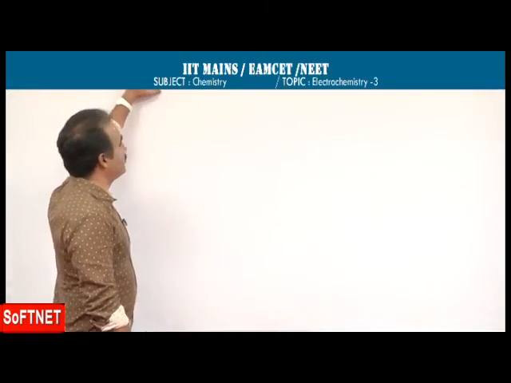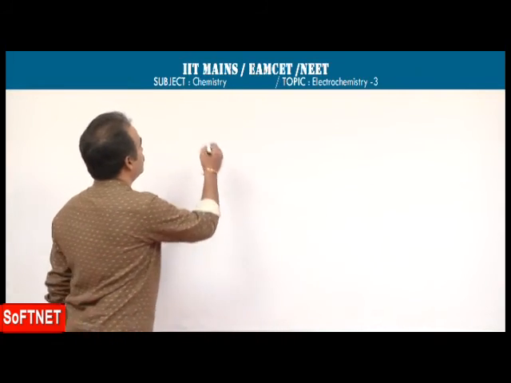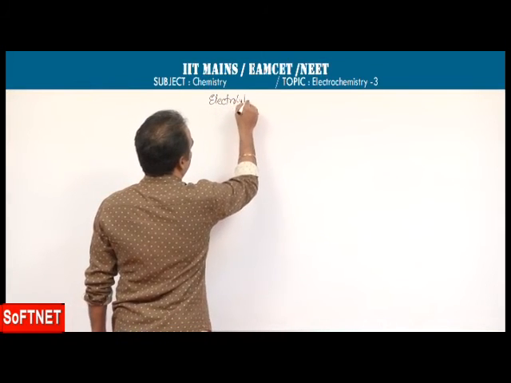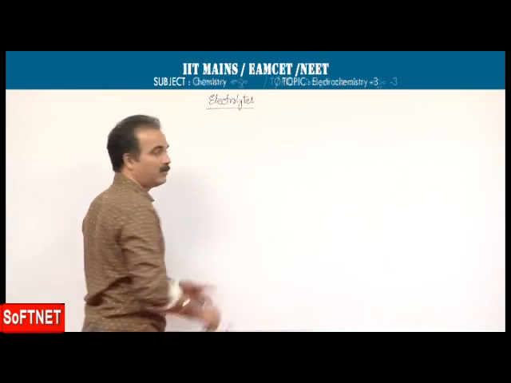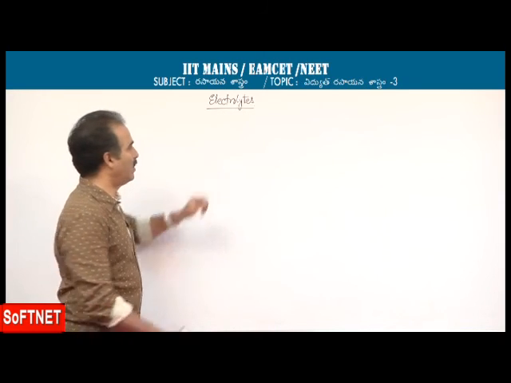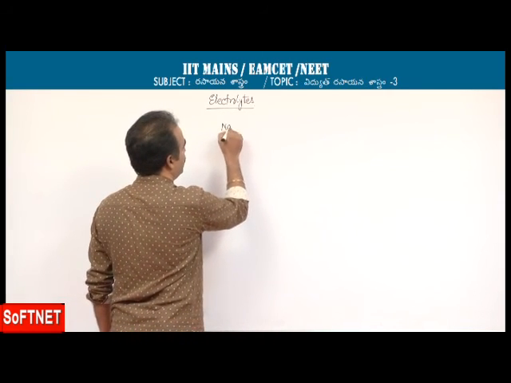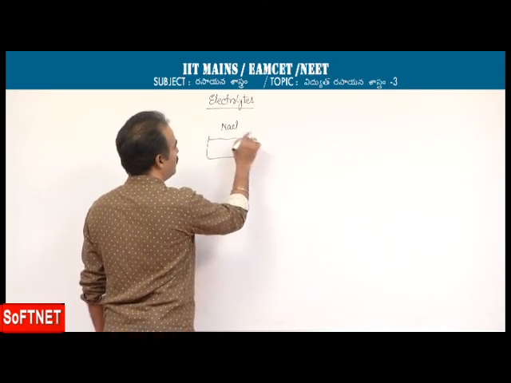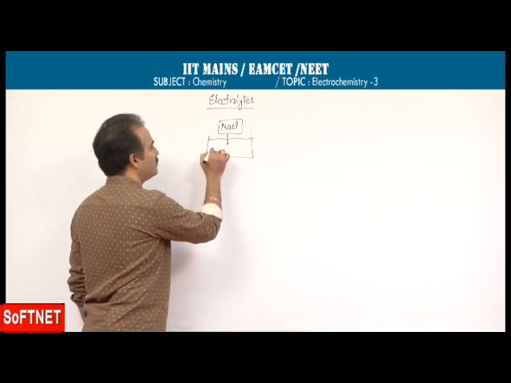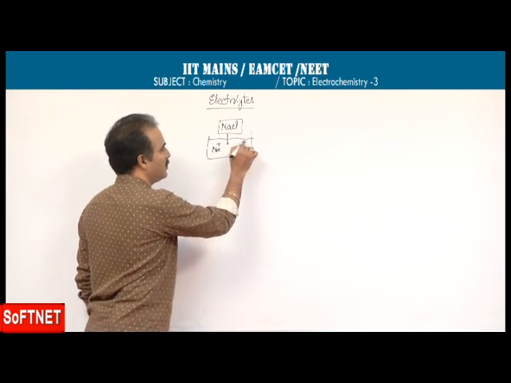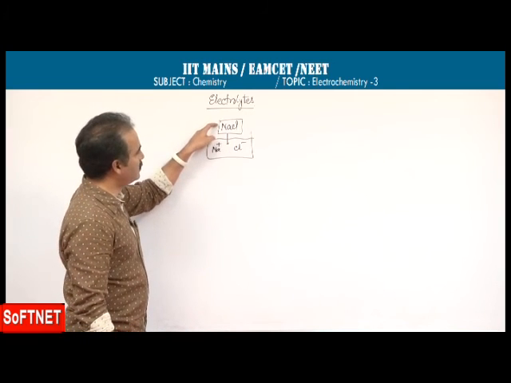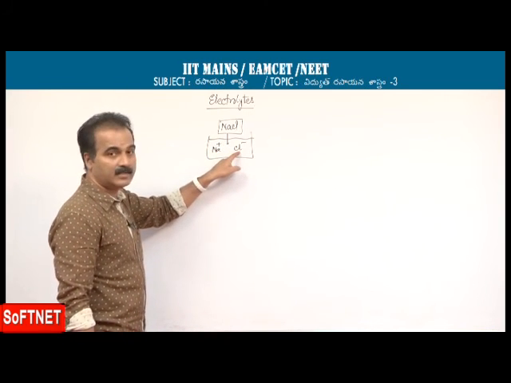So, electrolytic conductance is today's topic. First of all, we should define what an electrolyte is. An electrolyte is a substance which, when dissolved in water, gives ions. For example, if you take NaCl and dissolve it in water, it gives Na+ ions and Cl- ions. So this is called an electrolyte, and in aqueous solution it acts as an electrolyte.